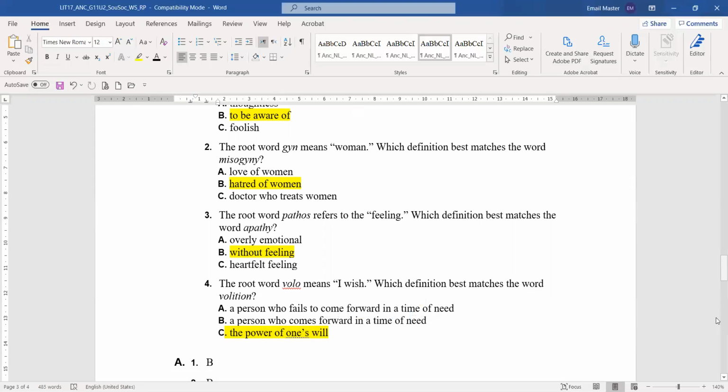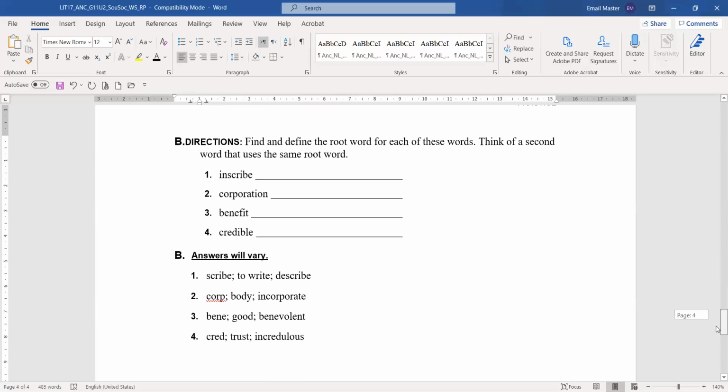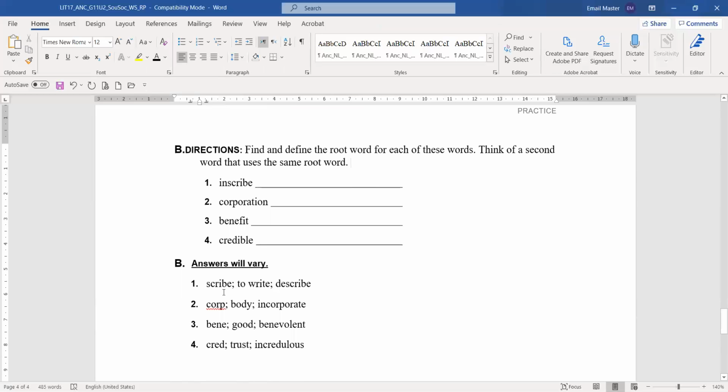So here in the B section, find and define the root word for each of these words. Think of a second word that uses the same root word. You can use an online dictionary to define these root words, and then you can find other ones that come from the same root. So the first word is inscribe. I put some examples here. From there, we can put scribe means to write. And you can also say the derivation coming from the same word, describe.